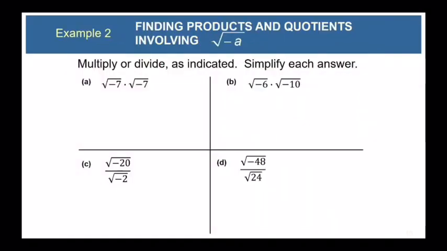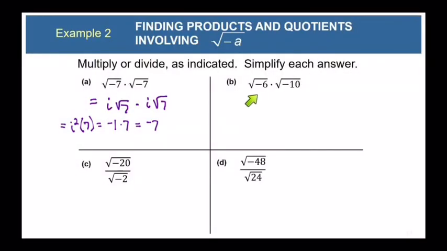Now we have a few examples to go through together. We have the square root of negative 7 times the square root of negative 7. So we know that before we actually multiply these radicals together, we have to get the negatives out from under the radical. So we'll say that the square root of negative 1 is i in both cases. And then we'll multiply i times i is i squared. And the square root of 7 times the square root of 7 is 7. Now we know that i squared is negative 1. So we have negative 1 times 7, which of course is negative 7.